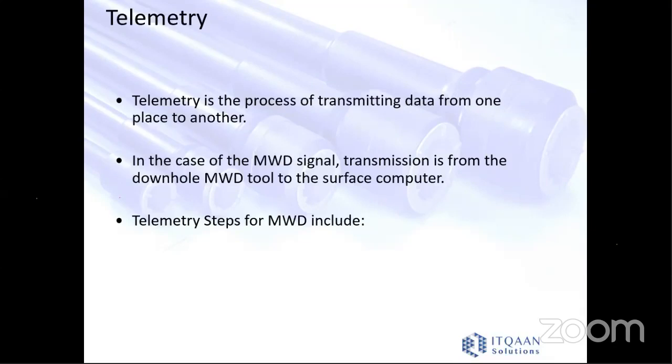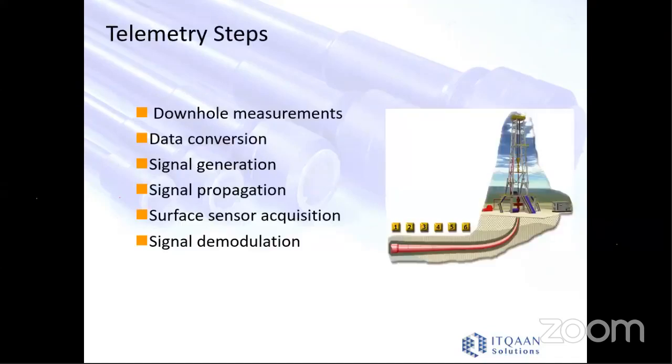Telemetry steps, so we have like six or seven steps, which include the downhole measurement. Okay, I will go into more detail because this is a very important part. Let's start one by one. Okay, we have our tool already down the hole. So what are the steps to take the measurement to know our current position, and how is the tool taking this measurement? The first thing, the tool is taking measurement.